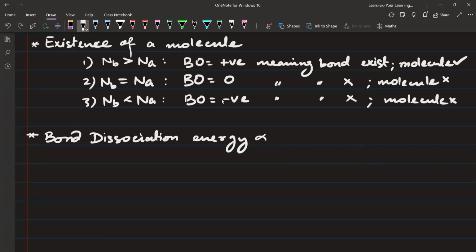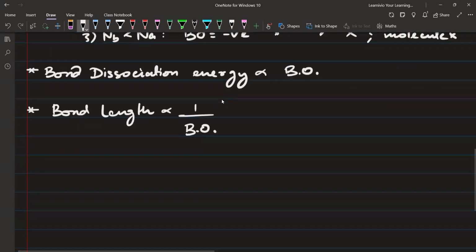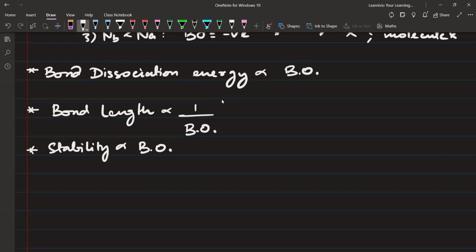Three bonds will require more energy, one bond will require less. The bond dissociation energy is directly proportional to bond order, and then you have bond length. Bond length is inversely proportional to bond order. If the bond order is higher, bond length will be lower. Now, as you can see, if bond dissociation energy is directly proportional to bond order, that means you can see the stability of the molecule. It is also directly proportional to bond order.